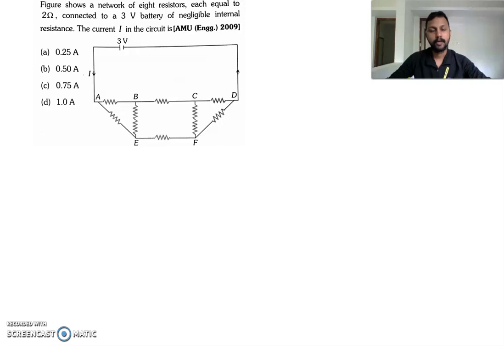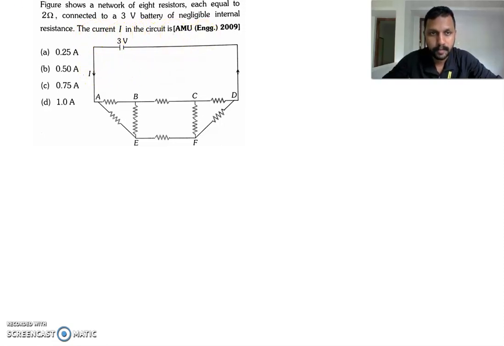Okay, students, now let's look at some questions in current electricity. First question, the figure shows a network of 8 resistors, each equal to 2 ohm, connected to a 3-volt battery of negligible internal resistance. The current I in the circuit is.